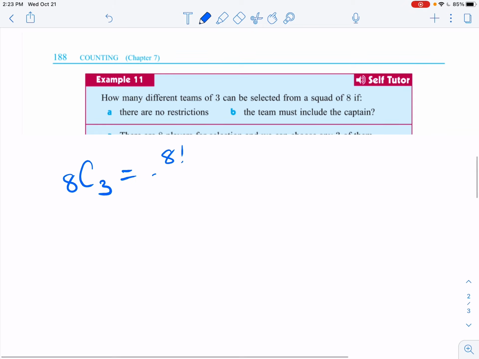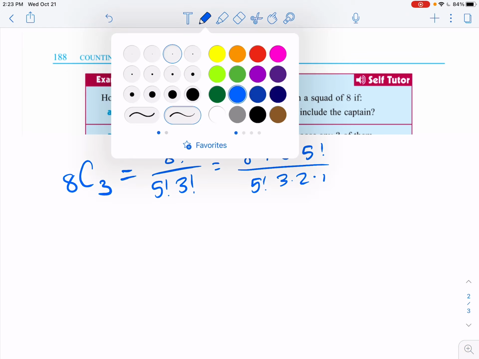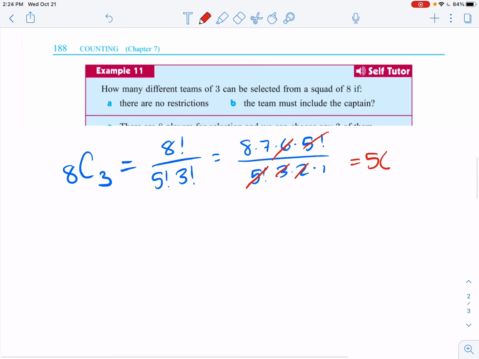So 8 factorial over 5 factorial times 3 factorial, which is 8 times 7 times 6 times 5 factorial over 5 factorial times 3 times 2. Well, times 1 technically, but I wrote it out like this so that the 5 factorials can cancel, and 3 times 2 is 6. So the answer to that first one is 56.